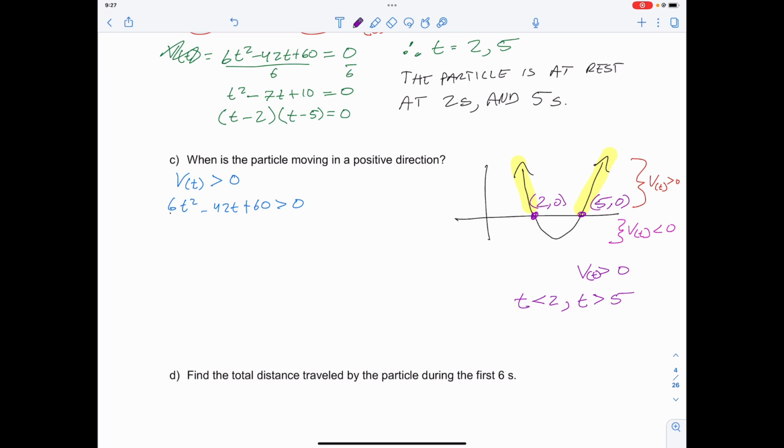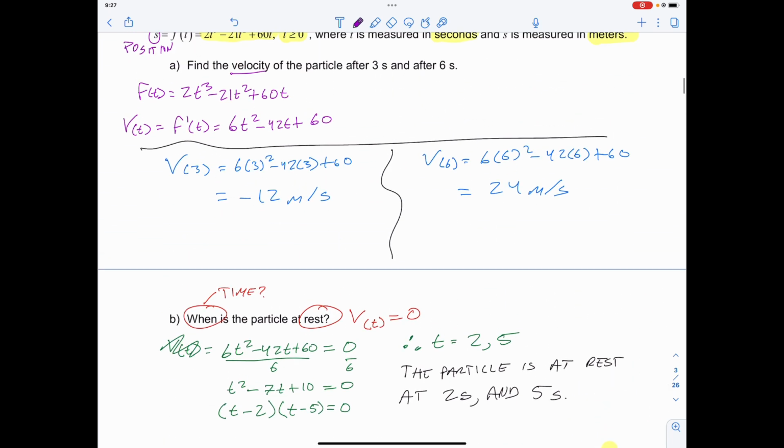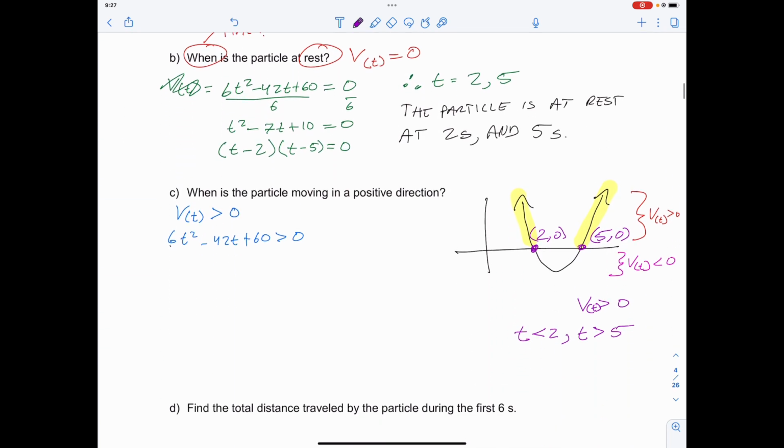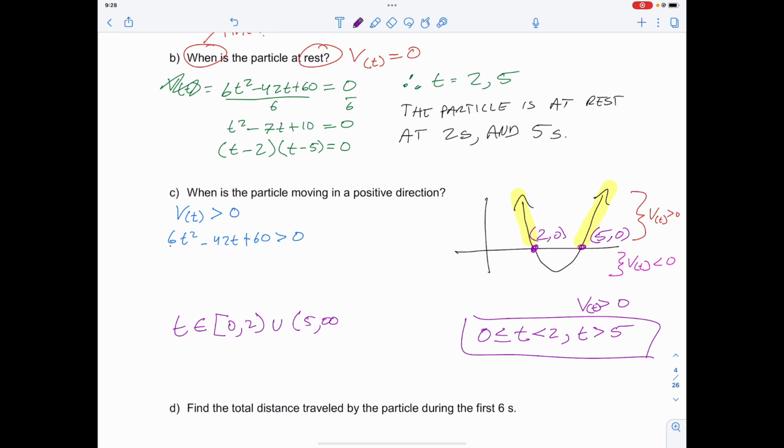The only thing you need to remember from the original question, if we scroll back real quick, is that t has to be greater than or equal to 0. So even though I don't see it on the graph here, I know that the lower end of this has to be 0. So I can state that t is an element of 0 to 2, or 5 to infinity seconds. Both work.